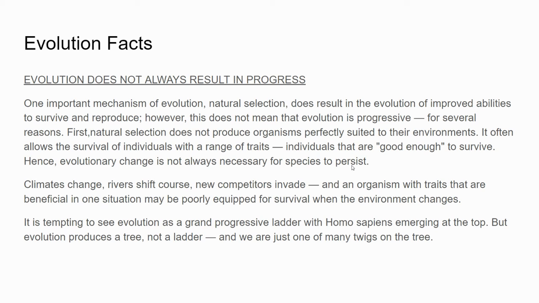Again, evolution is not necessarily about getting better. It's not a progressive ladder where Homo sapiens are at the top. Instead, it's more like a tree where everything branches off one another, and some of the branches die, and we get new branches. It's not a progressive ladder. It's just that everything changes over time.